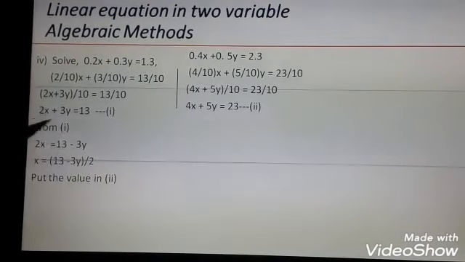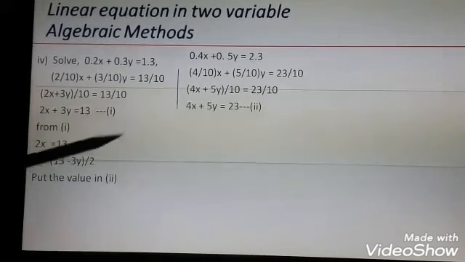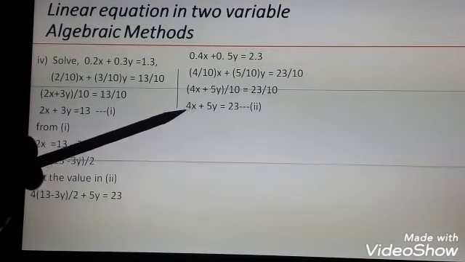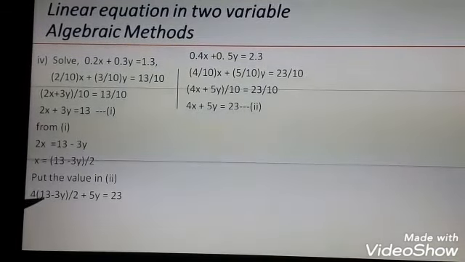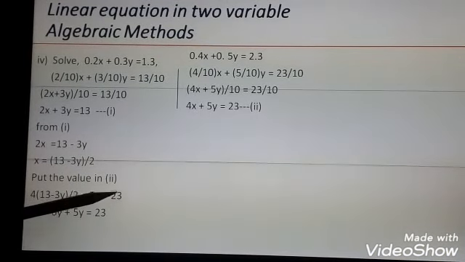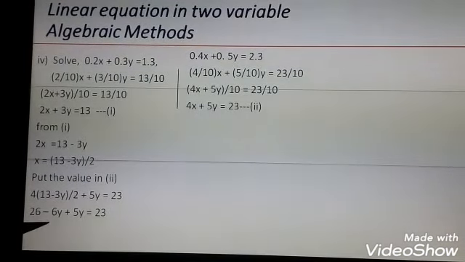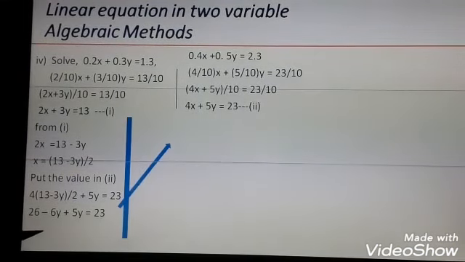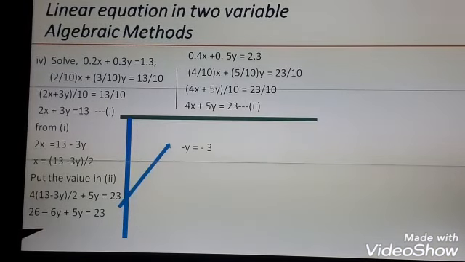Don't put that in the first again. So when you replace that value in the second, in place of x, 4 into x, that is 4 into (13 minus 3y) upon 2 plus 5y equal to 23. If you simplify this, you'll get this type of expression. From here you can calculate the value of y.